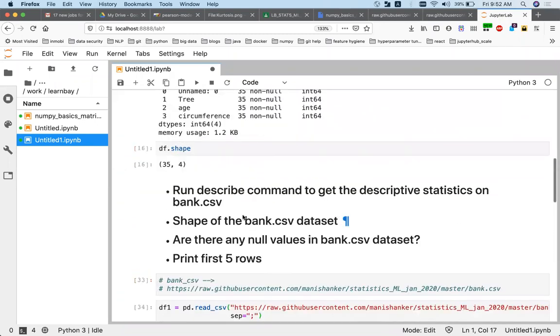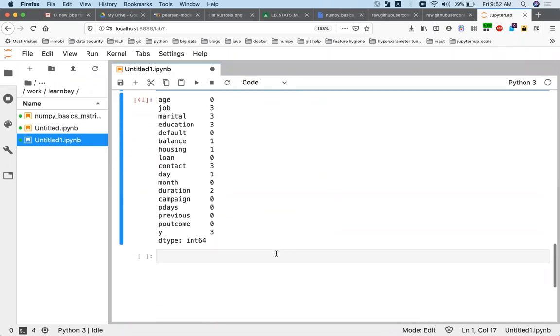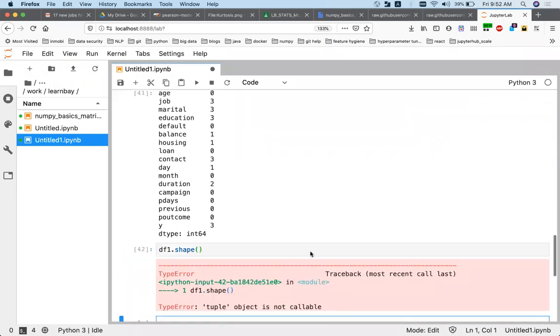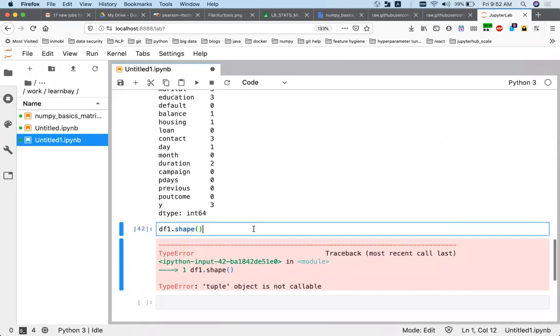What were the questions? Shape, I think, is done, right? So shape is simple: df1.shape. Let me see what will happen if I call it as a function. Tuple object is not callable.